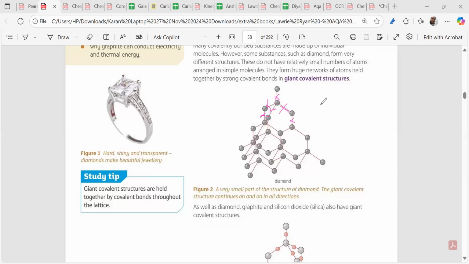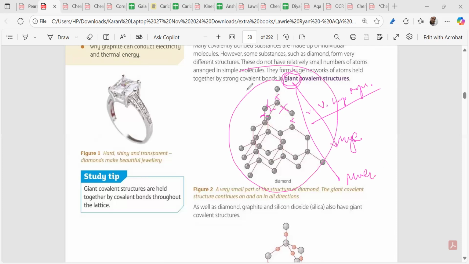And thus diamond will have a very, very high melting point and boiling point. This is a very important structure you have to master. Why? Because diamond has a gigantic lattice structure. Giant, in real life, means huge. But in chemistry, what does it mean? Millions of bonds.